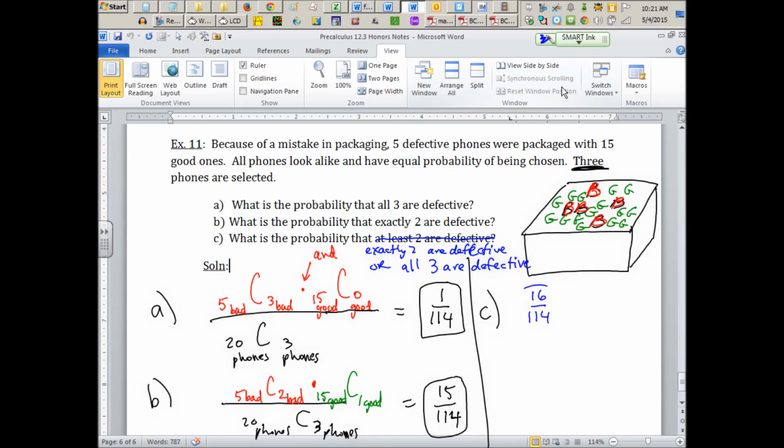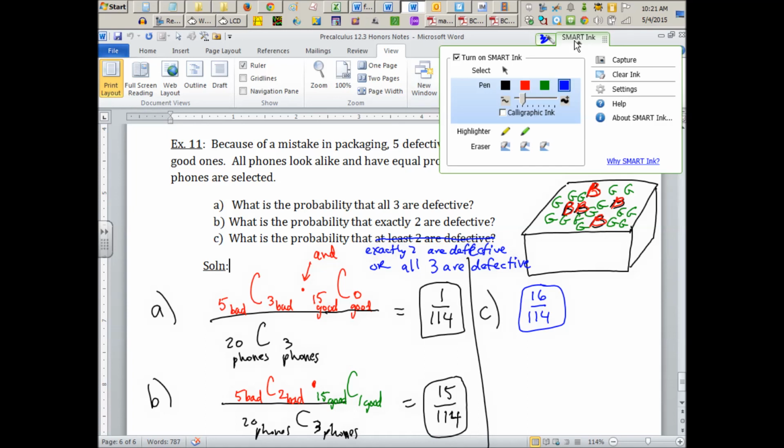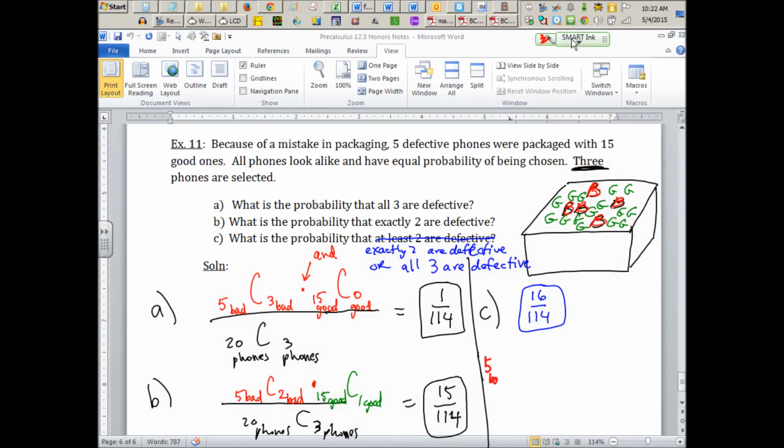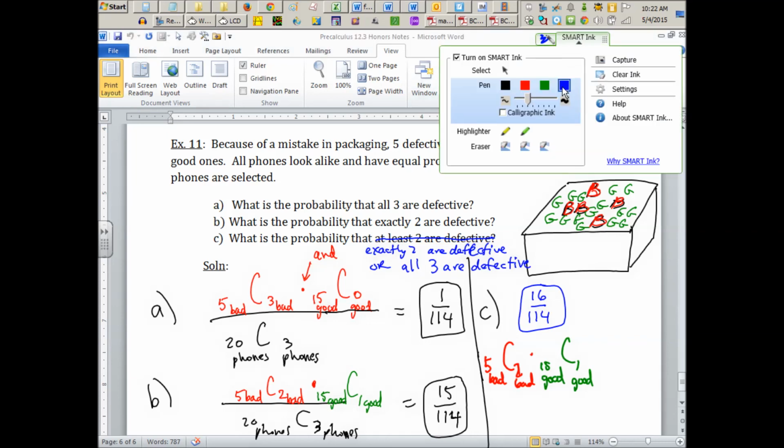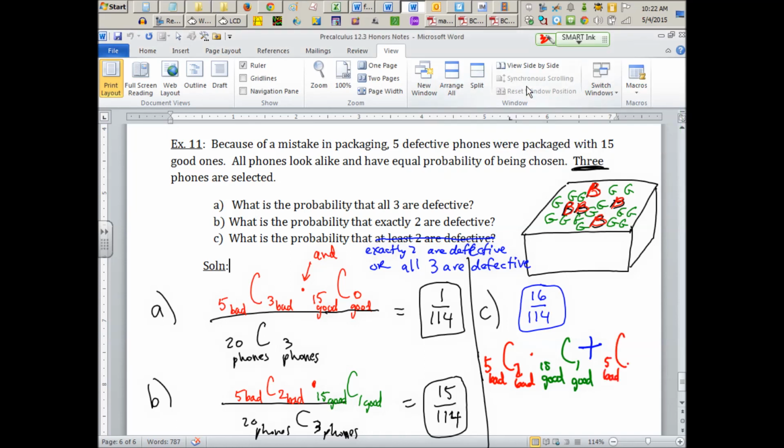So obviously that didn't take any work. But let me go ahead and write it for you as a combinatorial so you can see it. From the 5 bad phones, we will choose 2 bad phones. And from the 15 good phones, we will choose 1 good phone. Or, here's your plus. From the 5 bad phones, we will choose all 3 bad phones. And from the 15 good phones, we will choose none. No goods, please. All divided by, there are 20 phones, and I'm choosing 3 phones.